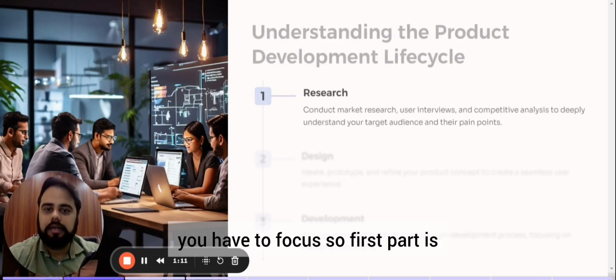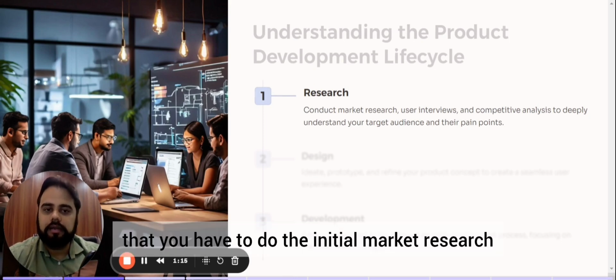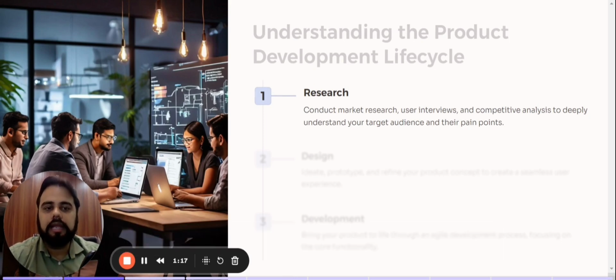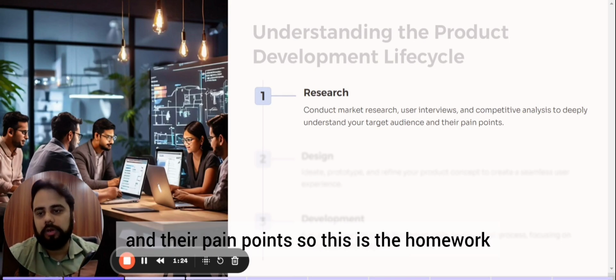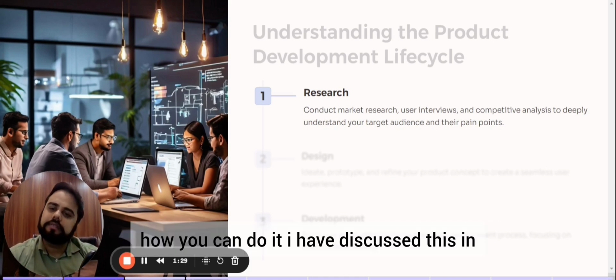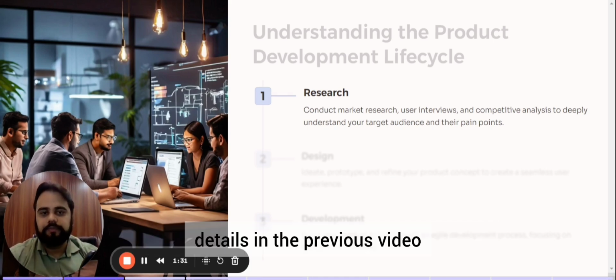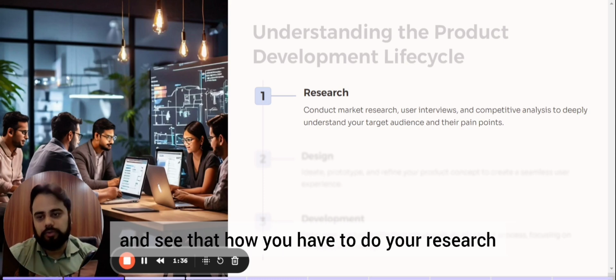So the first part is the research part. You have to do the initial market research, do the user interviews and competition analysis to deeply understand your target audience and their pain points. So this is the homework that you have to do. How you can do it, I have discussed in detail in the previous video. If you have missed anything, you can revisit and see how you have to do your research.